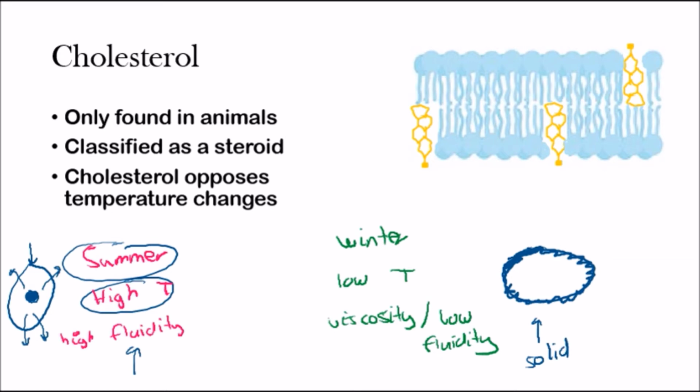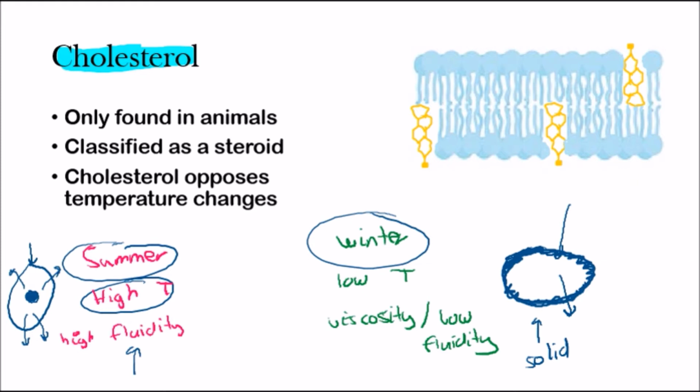which is bad for the cell, because if the lipid bilayer becomes a solid, then nothing can pass into the cell and nothing can pass out. If the cell is rigid, it's very, very bad, and because of that, the cell will die. So this is an issue that all cells run into during the summer and the winter. And biology actually has a solution to that, and that solution is cholesterol.